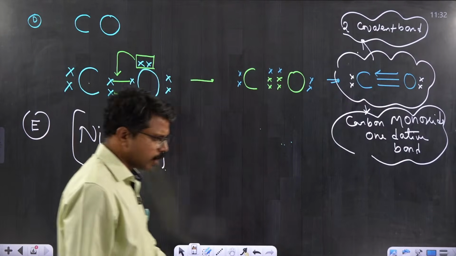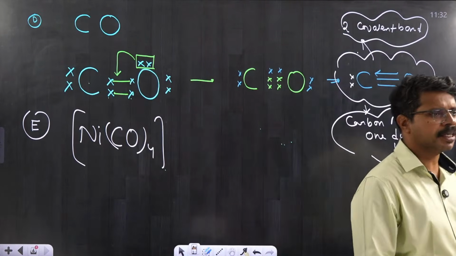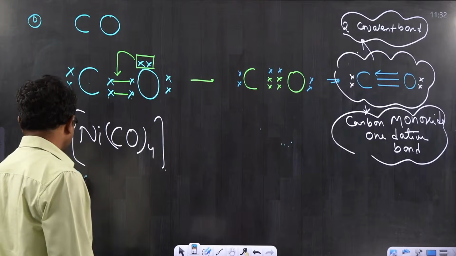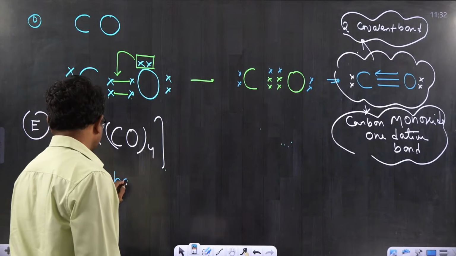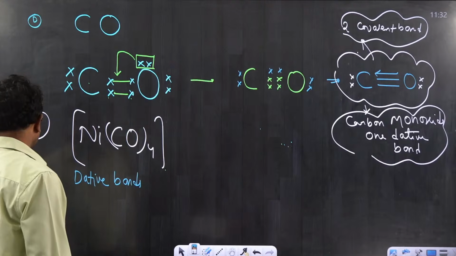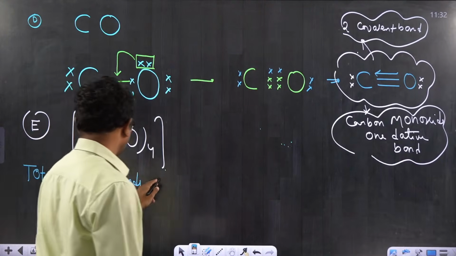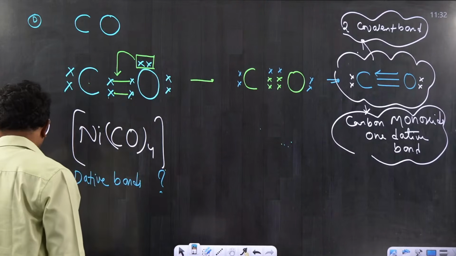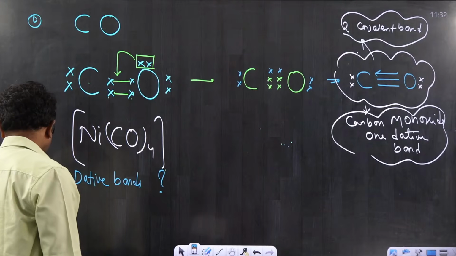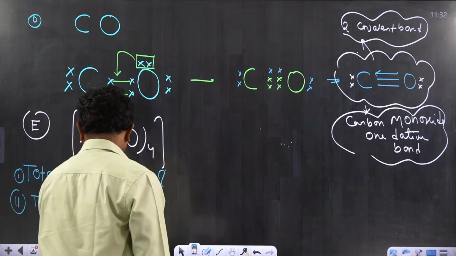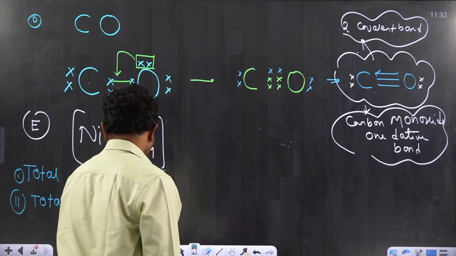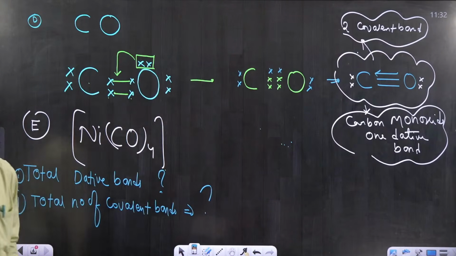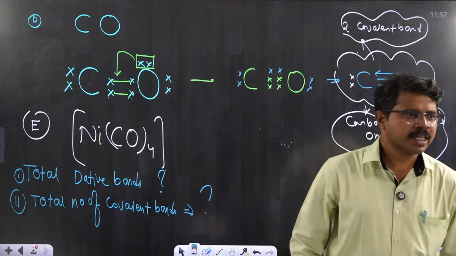Can anyone tell me the total number of Dative bonds which are present in this given compound? I need to know the total number of Dative bonds and the total number of covalent bonds in this particular compound. Anyone please?